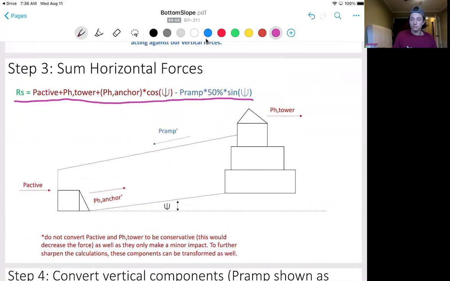We'll keep P active at its full capacity, and we'll keep pH tower at its full capacity. This is to be slightly conservative because we don't completely understand the directions of these forces and haven't done a deeper analysis. We want these at their maximum value in their horizontal direction. But the converted forces, pH anchor and P ramp prime, now will act against each other.